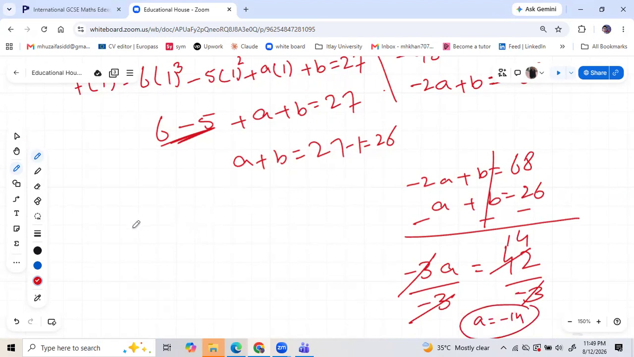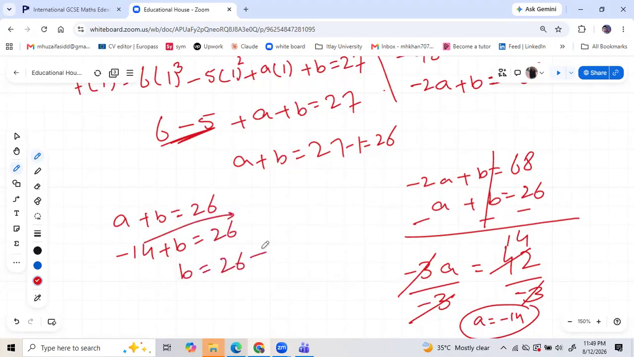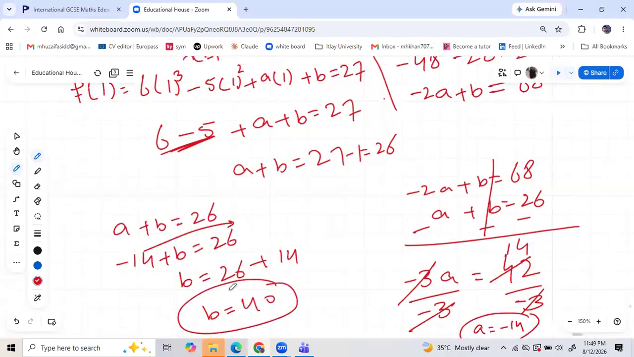Now our next target is to find the value of b. So a plus b is equal to 26. So a is minus 14, so minus 14 plus b is equal to 26. So b is equal to 26 plus 14, as minus 14 goes to the other side. So b is equal to 40.